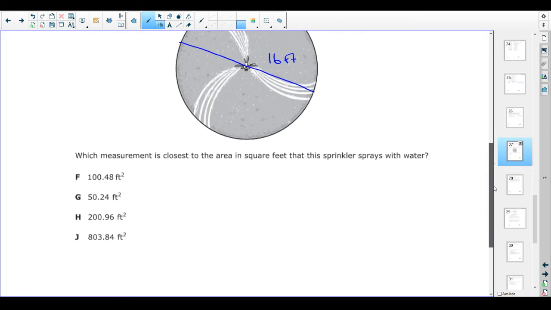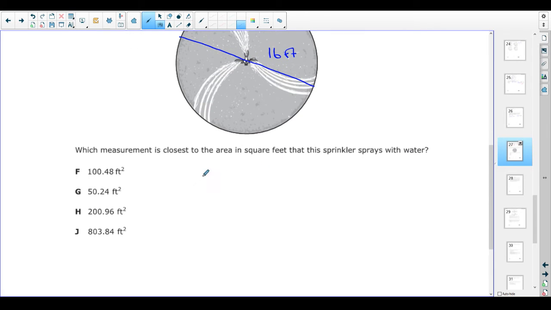Excuse me. Then we just want to know what's closest to the area of that. So area of a circle, go to our formula chart, is pi r squared. Okay, I know pi, if I look at my formula chart in case I forget, is 3.14 times the radius. And what is our radius here? Well, the diameter is 16. The radius has to be half of that.